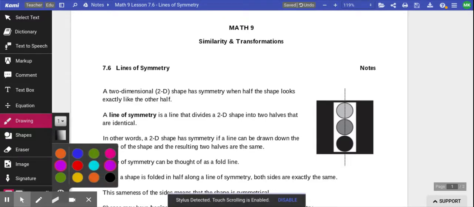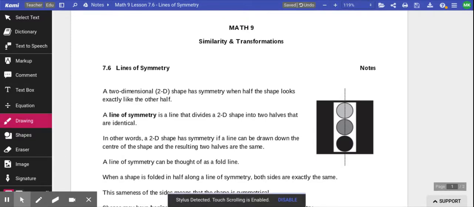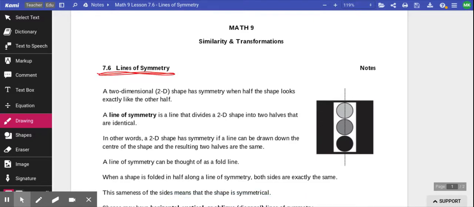Today we're going to learn about lines of symmetry. How exciting. If you remember, this unit, Unit 7, has been all about shapes. We've been making shapes bigger, making shapes smaller. We've been moving shapes. We've been reflecting shapes. Now today we're going to talk about lines of symmetry, which essentially is cutting shapes in half.